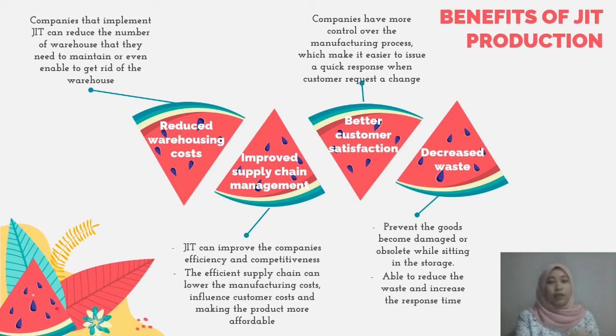The second benefit is to improve supply chain management. When the company adopts this method, it will increase the efficiency and competitiveness regarding how they handle the supply chain and assemble their product, because the efficiency of the supply chain can help the company lower the manufacturing costs, influence the customer costs, and make the product more affordable.